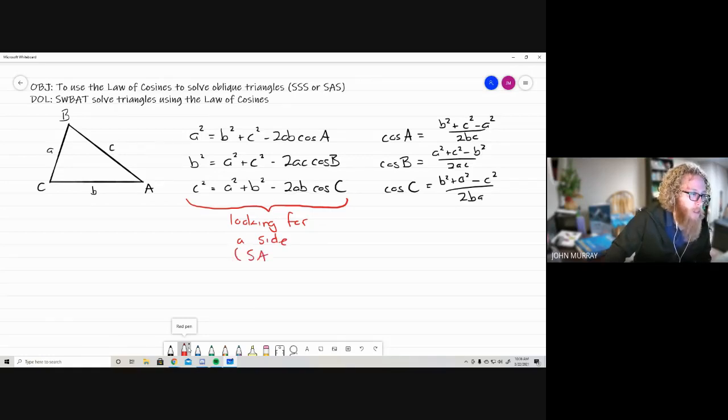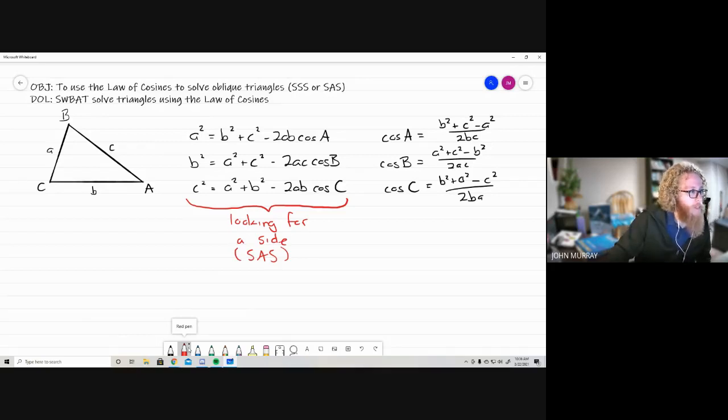So if the example we're given is a side angle side, then we would use this formula to find that third side. And then, like I said last week, after we find that third side, we can use a combination of either law of cosines or law of sines to find the rest. Usually law of cosines we only need to use once.